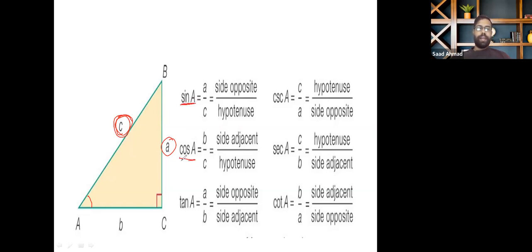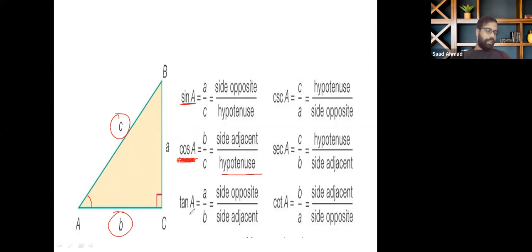Then if we take B, the adjacent side, and divide it by C, the adjacent side divided by the hypotenuse gives us the cos ratio. The cos ratio is the adjacent side divided by the hypotenuse.